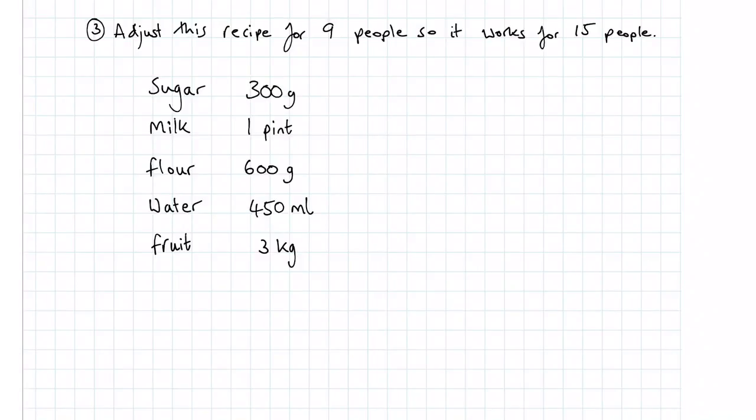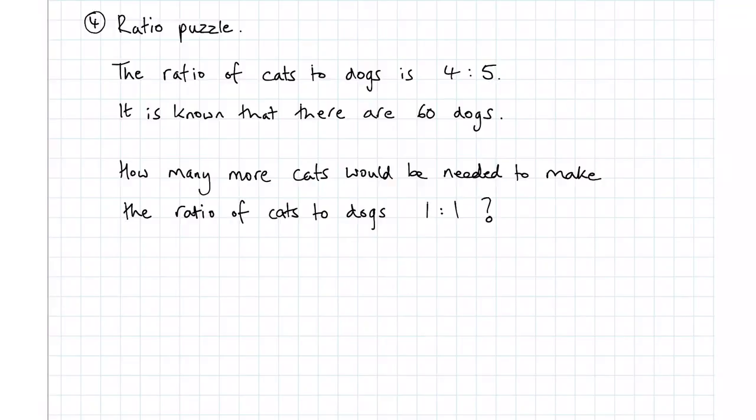On to question 4. This is a little puzzle. We did some of these in class. Quite a lot of you found it difficult. Let's look at it. We've got some cats and dogs, and they are in the ratio 4 to 5. You do definitely know that there are 60 dogs at the moment. And the question is, how many more cats would you need to add to this group to make it so the ratio of cats to dogs is 1 to 1? On to the next question.